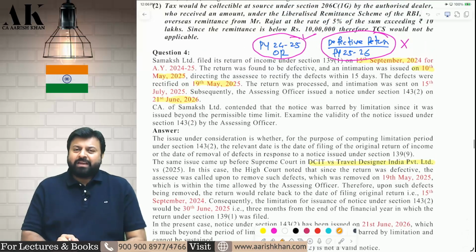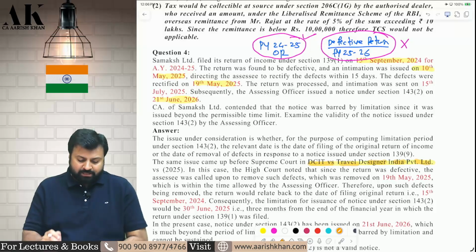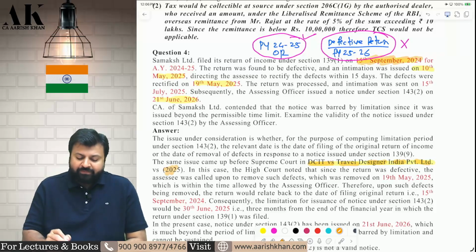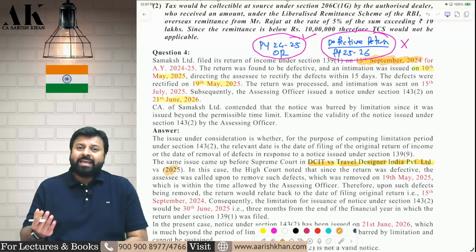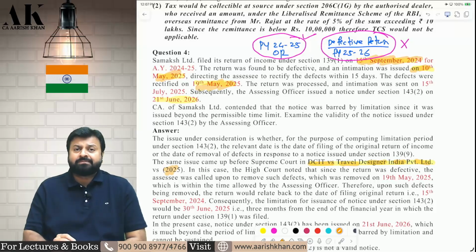Next one is something which we have done earlier also, but a very important case law of Travel Designer India Private Limited, Supreme Court judgment, recent judgment of 2025. What has happened in this case? The SSC has filed an original return on 15 September 2024. Then the AO said that there is a defect in this original return, so the AO has told to rectify the defect, and the SSC rectified the defect in the next year.